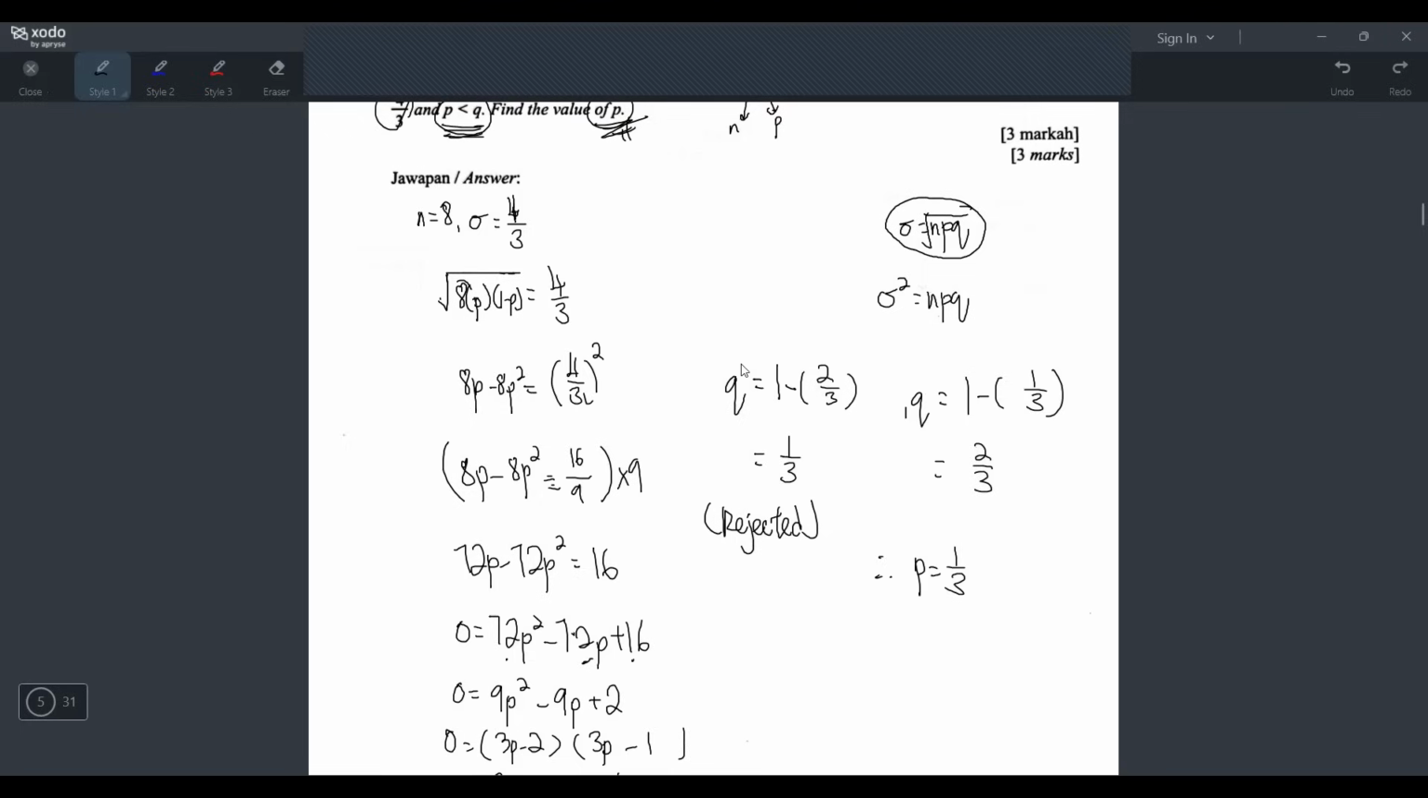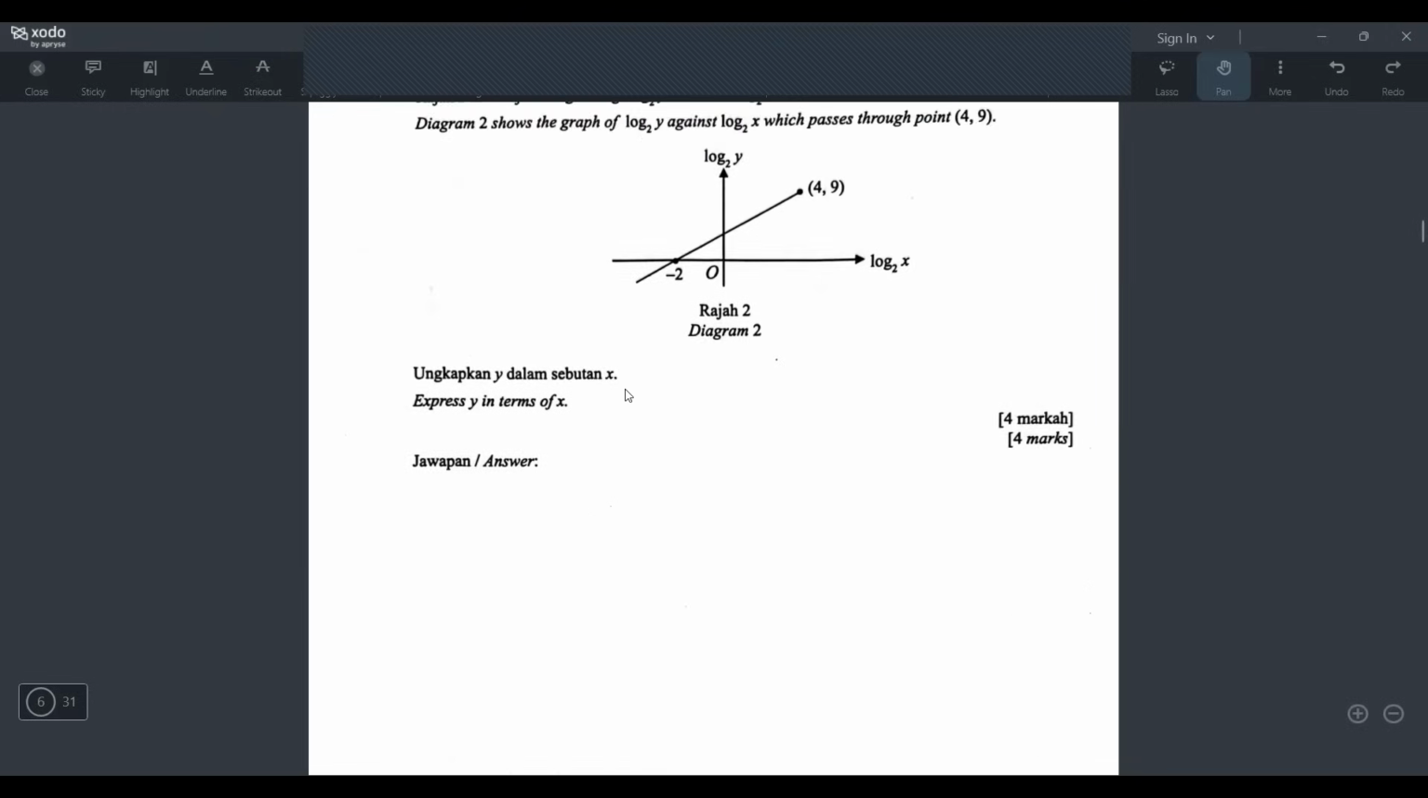But yang sebaliknya, kalau P 2 over 3, then Q will be 1 over 3, which is tak betul dah because they say P must be less than Q, but in this case, the P 2 over 3 is bigger than 1 over 3. Yeah, that's why we reject this answer. So this is the correct answer. Okay? All right, hope you understand. 3 marks for this. Okay, let's continue.